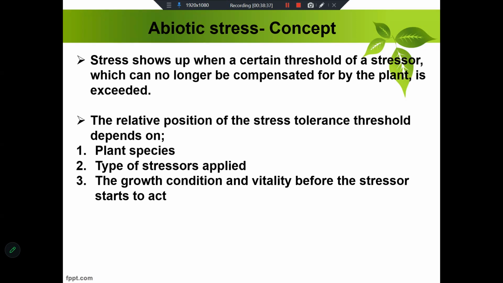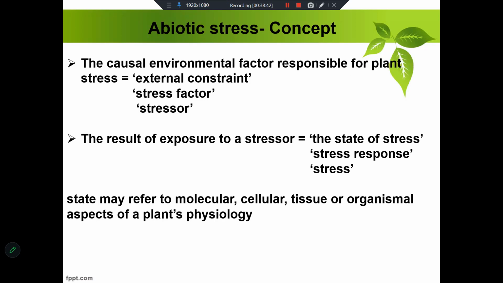Okay, so now there are two things that we have learned. One is called stressor, the other one is called stress. The causal environmental factor responsible for plant stress is called stressor, or stress factor, or external constraint. They are external things going on in the environment. So that is not the stress, that is the stressor, or the causative agent of the stress in the plant.